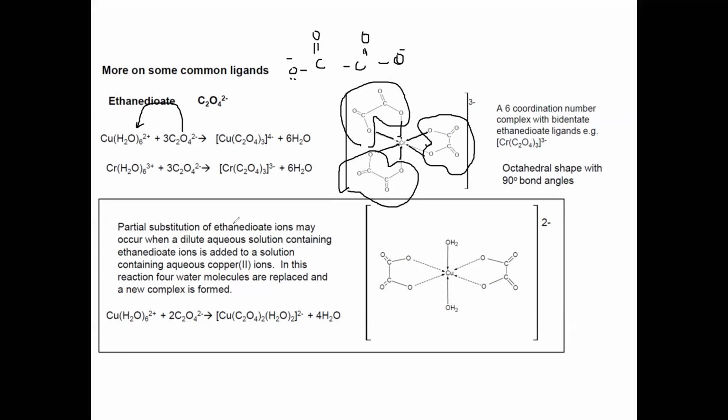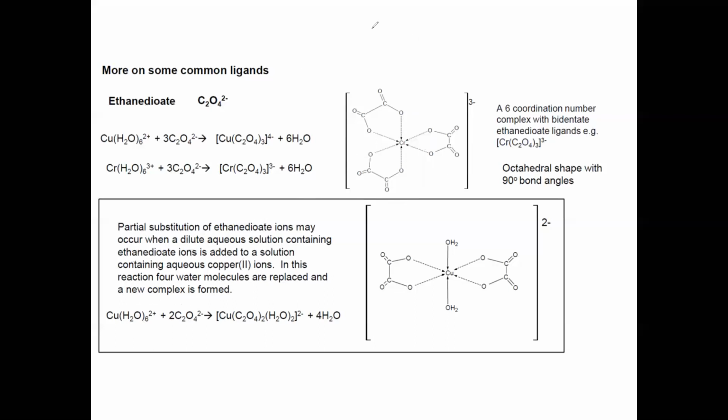Then partial substitution of ethanedioate ions may occur when an aqueous solution containing ethanedioate ion is added to a solution of copper(II) ion. In this reaction, 4 water molecules are replaced by the new ligand. So there are 6 water molecules, and out of 6, 4 are replaced by C2O4, but 2 molecules will replace them. Why? Because it's a bidentate ligand, so each molecule will replace 2 water molecules. That's why a total of 4 water molecules are replaced.